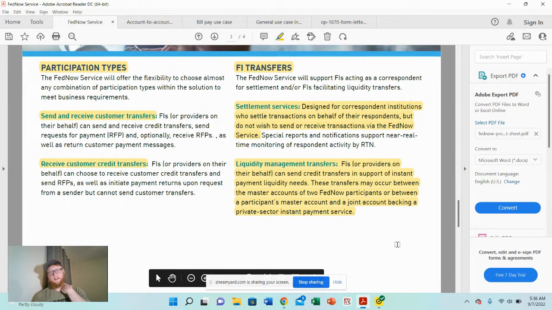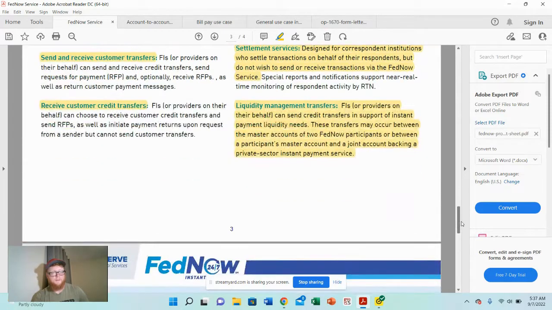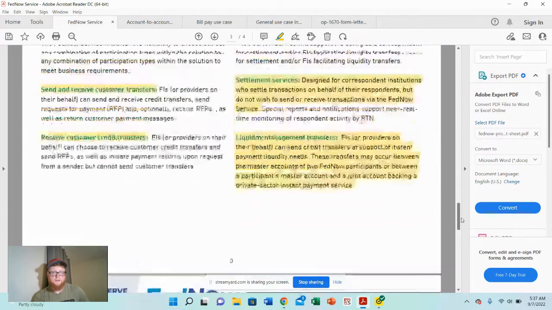And then in terms of the actual services for financial institutions, there would be settlement, which would be designed for correspondent institutions who settle transactions on behalf of their respondents. So really individuals and end users, whether they be businesses or otherwise, basically outsource this service. And then again, liquidity management transfers. There are different types of end use cases that this would be used for.